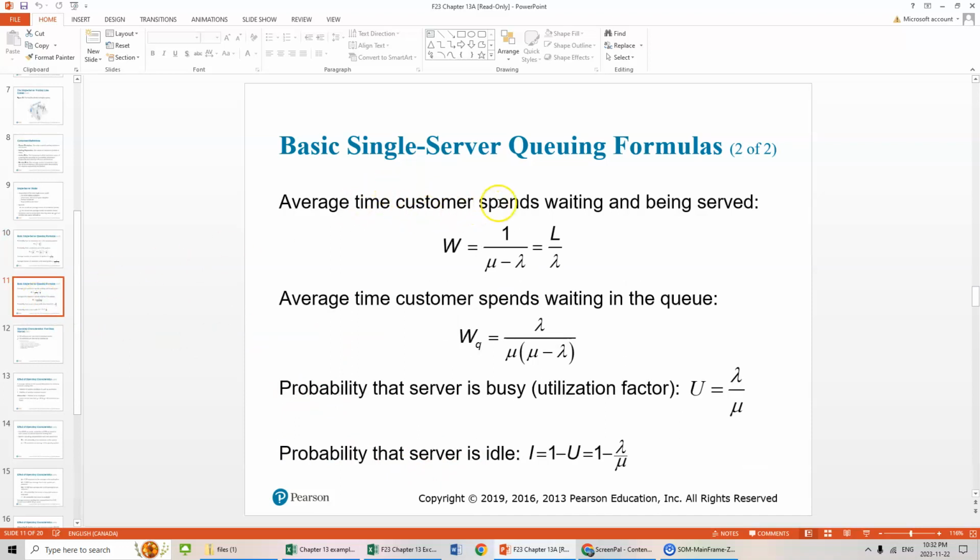The average time a customer spends waiting and being served is known as W. The average time a customer spends waiting in the queue is WQ. And the utilization factor, known as U, is lambda over mu. The probability that the server is idle is just 1 minus the utilization factor.